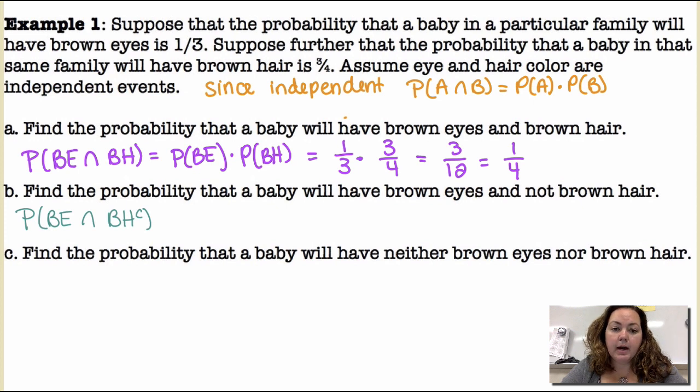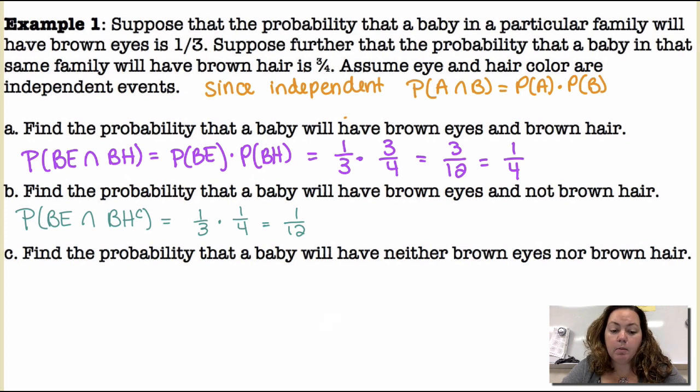Find the probability that a baby will have brown eyes and not brown hair. So the probability of brown eyes and the complement of brown hair, which is not brown hair, would be 1/3 times, well, if brown hair is 3/4, then not brown is 1/4. So that's going to multiply to 1/12.